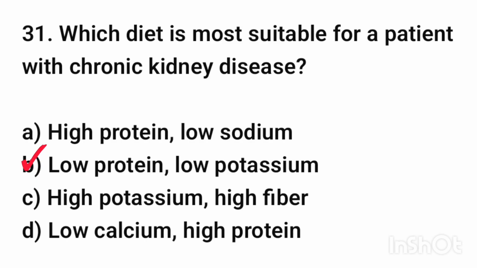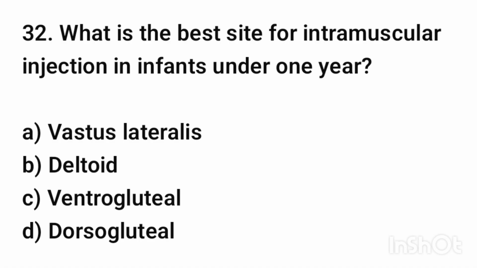The correct answer is option B, low protein, low potassium. Question number 32. What is the best site for intramuscular injection in infants under 1 year? The correct answer is option A, vastus lateralis.